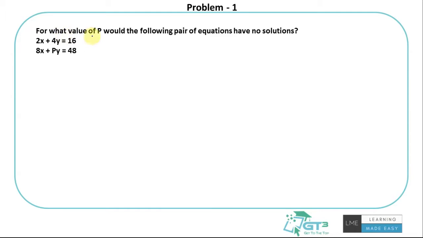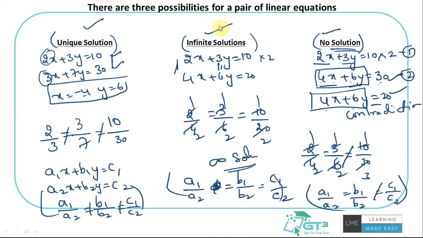So this one: for what value of p would the following pair of equations have no solutions? If you remember this case, the no solutions case. As I said, when this is true, then I will have no solutions.